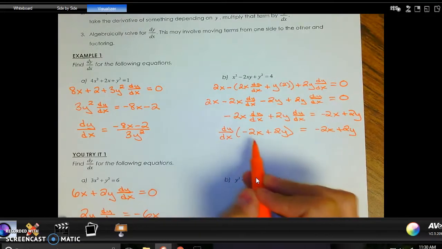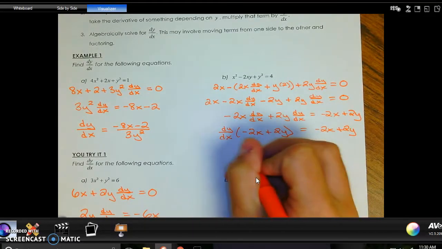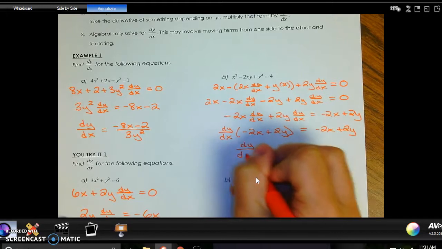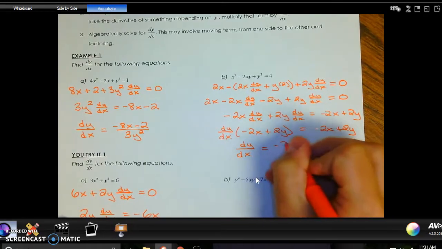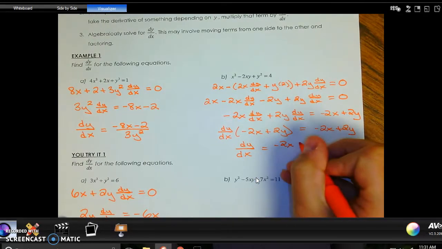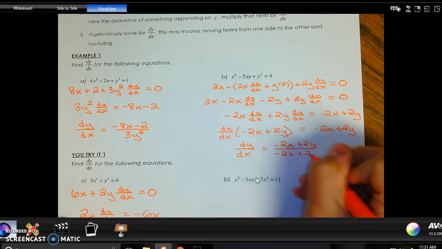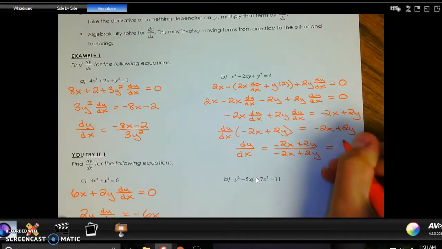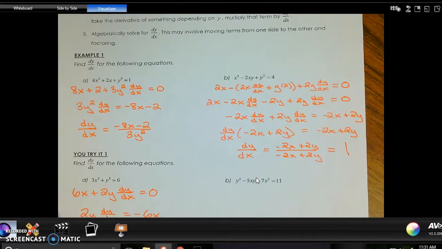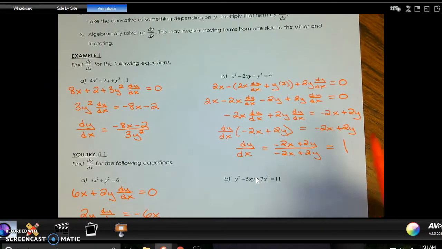Solve for dy dx by dividing both sides by this, but what you'll notice there is something kind of nice happens that won't necessarily always happen, but you get negative 2x plus 2y divided by negative 2x plus 2y. Well, anything divided by itself is just 1. So my answer to that problem is just a 1. You'll notice that your answer isn't always such a nice numeric. Over here, you still had variables in your answer, so that was just kind of a nice little coincidence there.